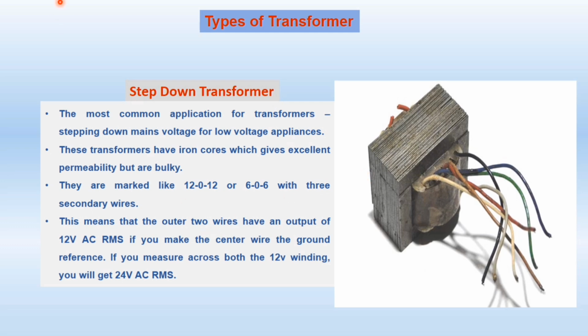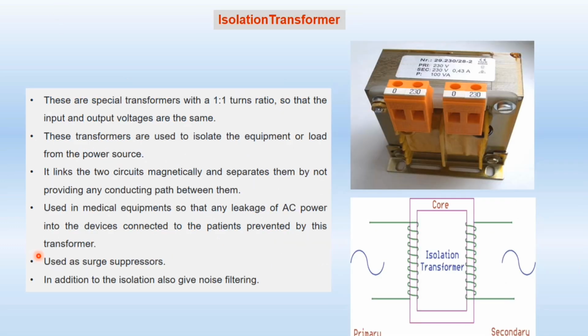Isolation transformer has a 1:1 turn ratio. 1:1 turn ratio means it has an equal number of turns in the primary and in the secondary winding. So as the number of turns are equal, the voltage at the primary and the secondary side is also equal. So the question arises, then why do we use this isolation transformer?